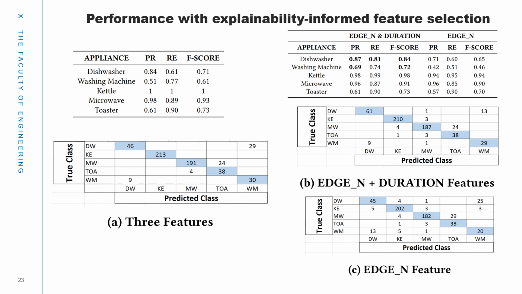With HN only, washing machine and dishwasher performance has dropped since it was previously discussed that dishwasher and washing machine require duration as a feature.